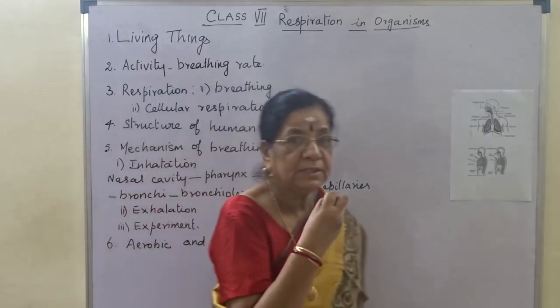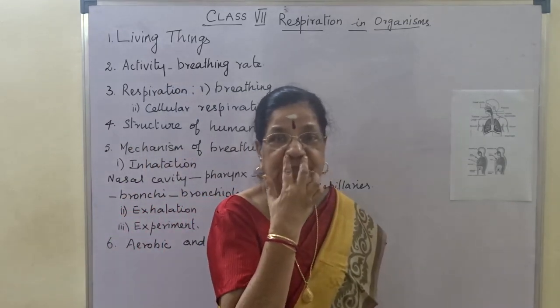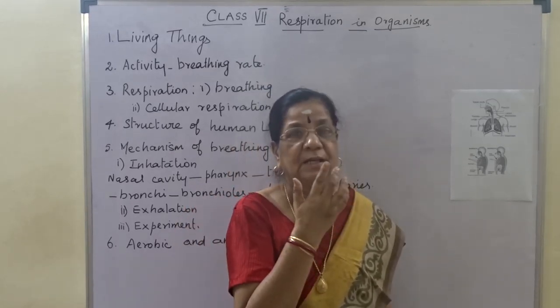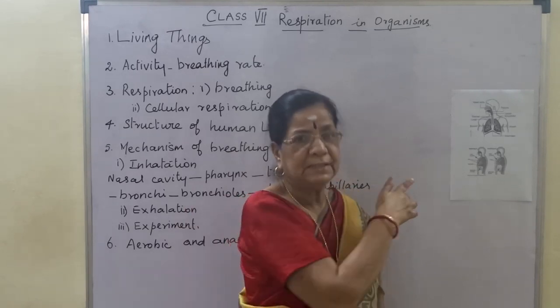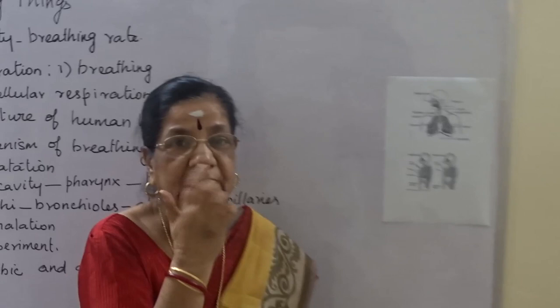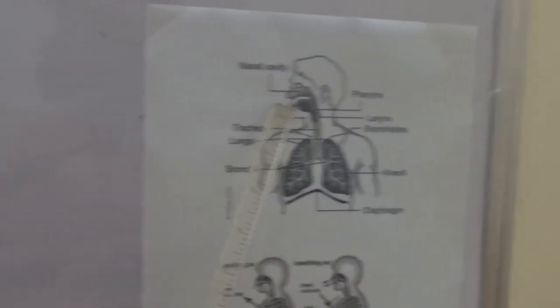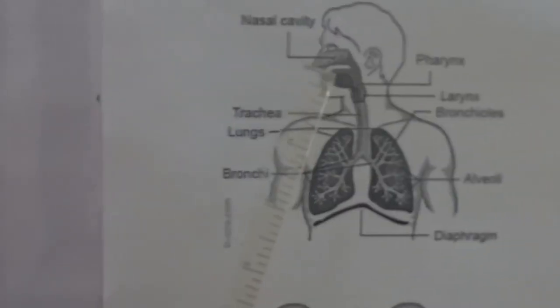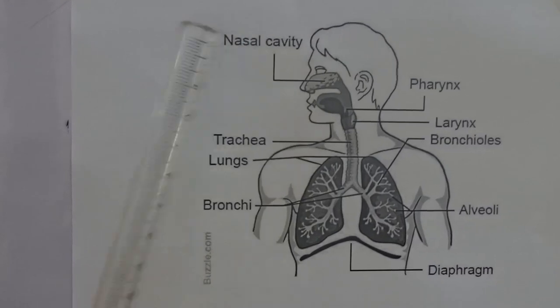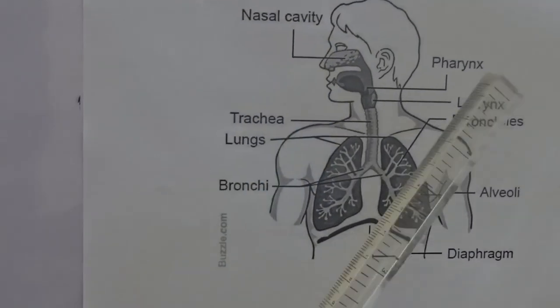Starting from the nose, what we are seeing here is the external nostril, and inside that is the internal nostril, and that is called the nasal cavity. See here, this is the nasal cavity. From here, the internal nostril and nasal cavity are continued as the pharynx.